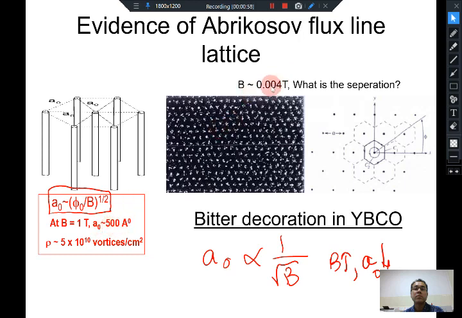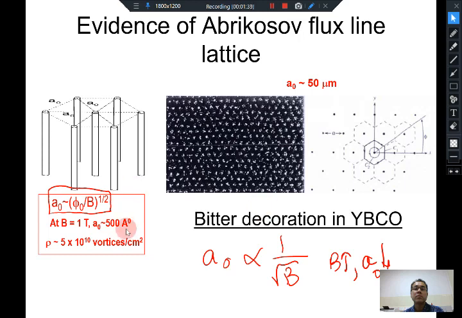And if you go to a very low field, about 0.004 Tesla, using this expression, you can estimate that the spacing between vortices becomes of the order of 50 microns. Okay, so they can vary from 50 nanometers to 50 microns, orders of magnitude separation. You can go from very closely spaced vortices, separated by 50 nanometers, to very large spacing between vortices, of the order of 50 microns. But still, the spacing between vortices is not of the order of interatomic spacings. They are actually much larger, much larger.